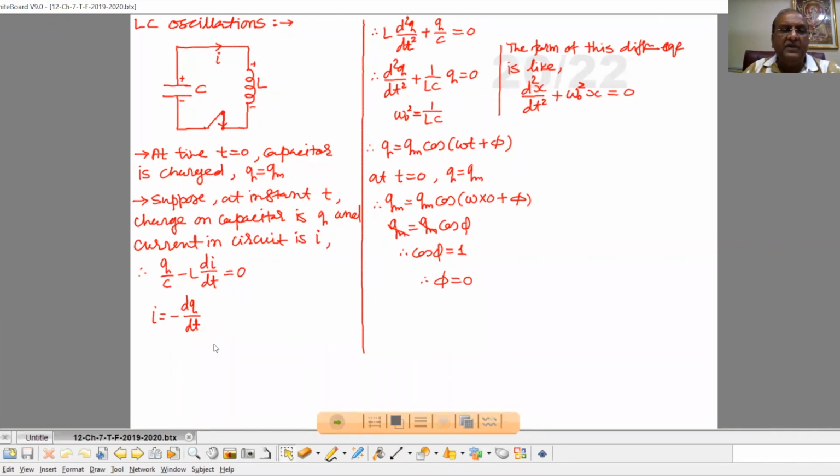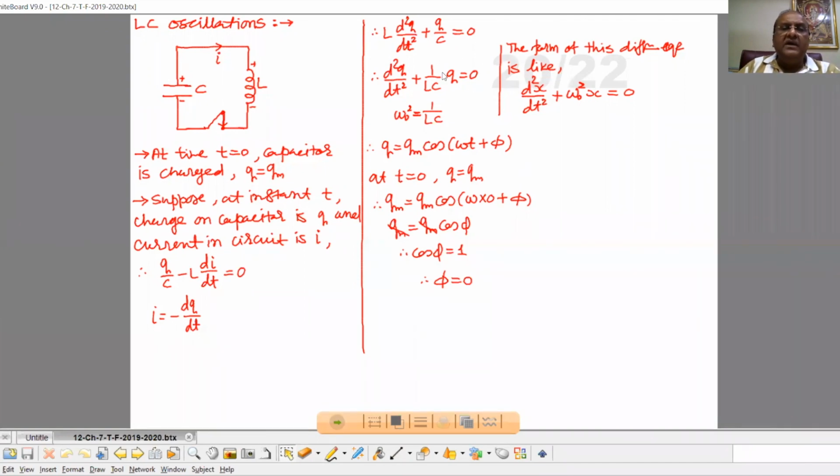0. So here we have I equal to dq by dt, but we take I equal to minus dq by dt, because here with time the charge is decreasing. Clear? The rate of change of charge is decreasing, therefore here we introduce one negative sign. So now if I is replaced by minus dq by dt, then we will get the equation L d2q by dt2 plus q by C equal to 0.